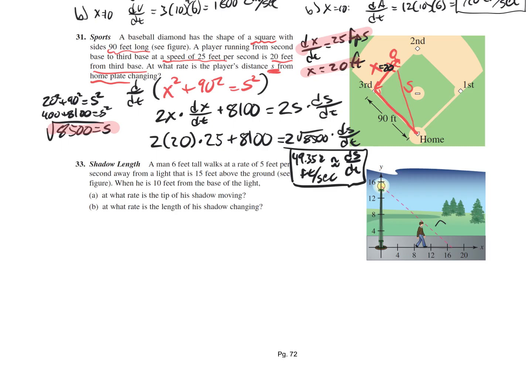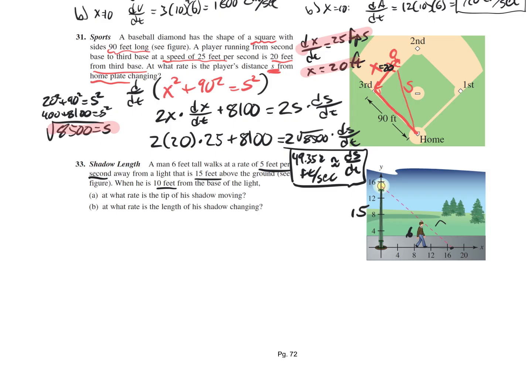All right, so we've got one more situation. We have a man 6 feet tall, and he's walking away from a lamppost at 5 feet per second, away from a light that is 15 feet above the ground. And that's shown in the figure here. So we want to know, at the moment that he's 10 feet from the base, what is the rate that the tip of the shadow is moving? So how quickly is the shadow moving? And then the question is, what is the rate that the length of his shadow is changing?